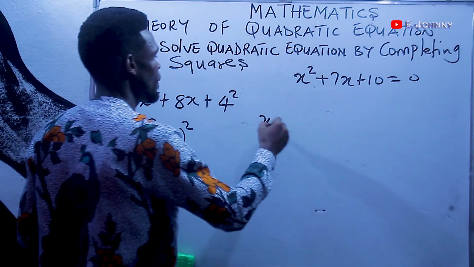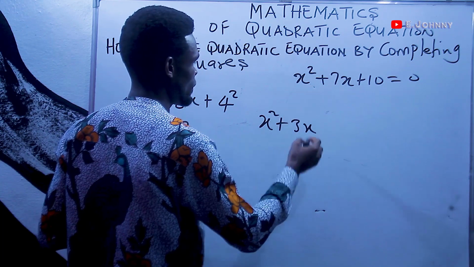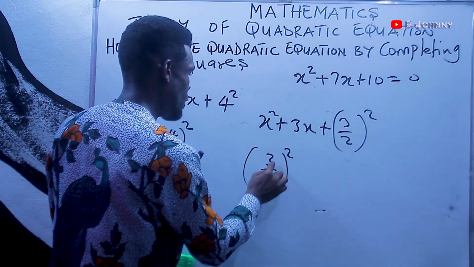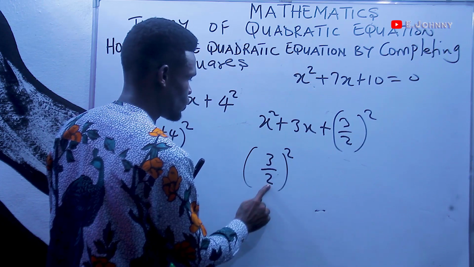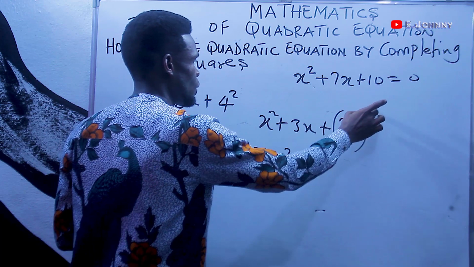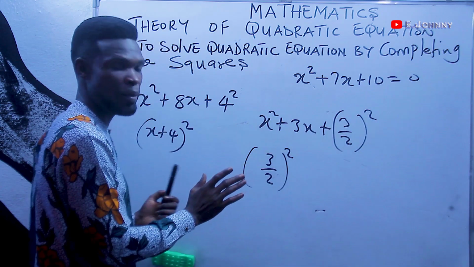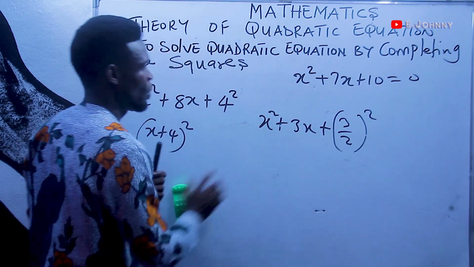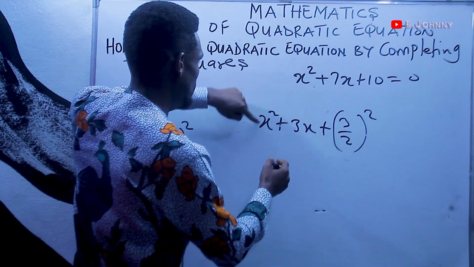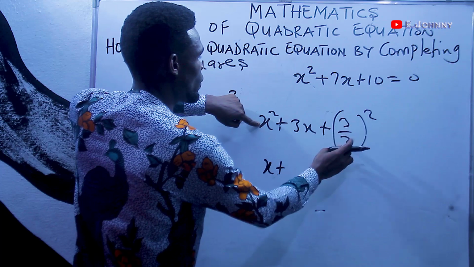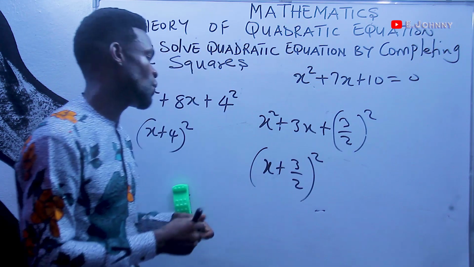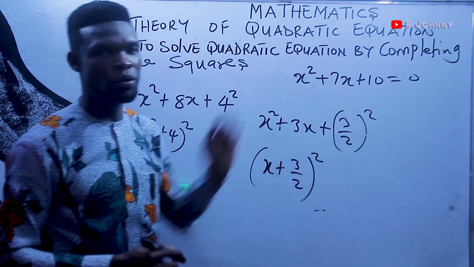Okay, if I have x squared plus 3x, remember the coefficient of this is 3. Half of this now is 3 over 2, raised to the power 2. So that means 3 over 2 raised to the power 2 must be added to this to make it a perfect square. And if I want to write this in its index form, I'll write this to be 1x plus 3 over 2, raised to the power 2. Meaning that if you expand this, you get back the whole of this.